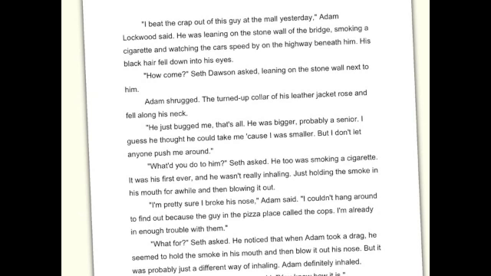I beat the crap out of this guy at the mall, Adam Lockwood said. He was leaning on the stone wall of the bridge, smoking a cigarette and watching the cars speed by on the highway beneath him. His black hair fell down into his eyes.